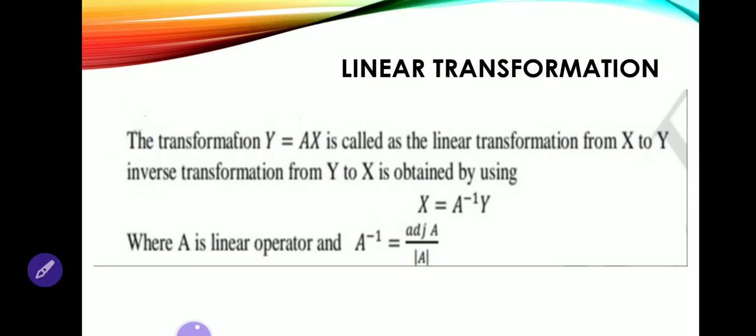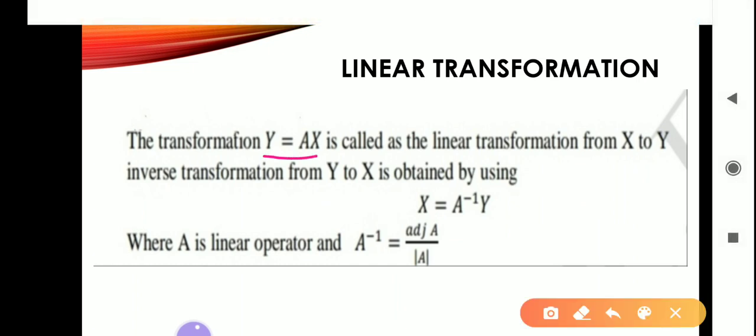Then next one is linear transformation. The transformation Y is equal to AX is called the linear transformation from X to Y. This is very important. Y is equal to AX is a linear transformation from X to Y, or Y in terms of X. Y equal to AX means Y1, Y2, Y3 in terms of X1, X2, X3, and that is called the linear transformation from X to Y.